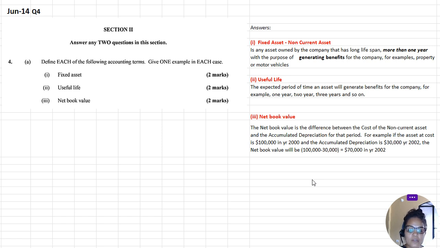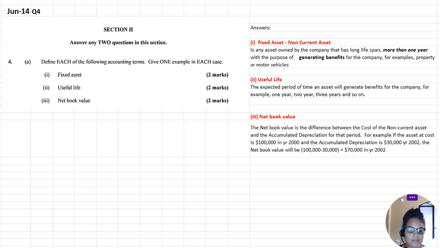So here, once again, you can give an example, stating that if the cost of the asset when purchased was X amount and the accumulated depreciation is, let's say, 30,000 in my example here, after 2 years, then the net book value will be the cost minus the accumulated depreciation. So give an example with your short definition, and you are sure to land yourself 2 marks.